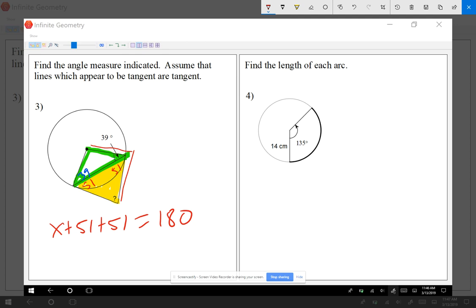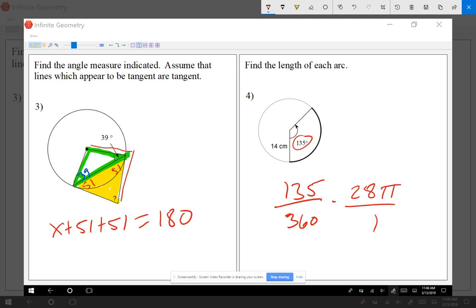What's the length of part of the circle? The length of an arc? First, I look at how much of the circle I have. 135 out of 360. I'm going to multiply this by the length of the whole circle. Since the radius is 14, I'm going to say the entire length is 28 pi over 1, because I went radius times 2. That's where the 28 comes from. Simplify your fractions, multiply, and just move it from there.